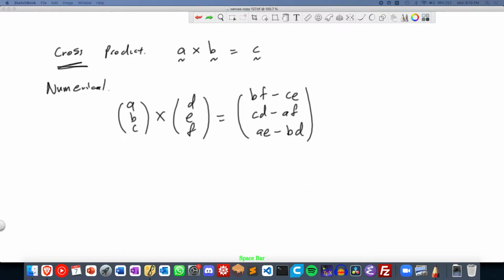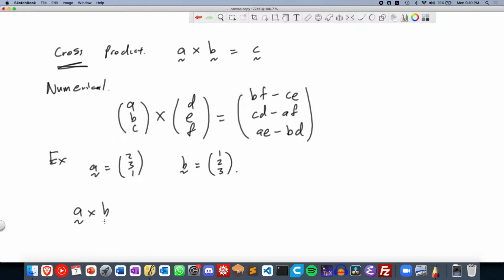So let's go through an example. It's good to go through examples. For example, we have A equals 2, 3, 1, and B equals 1, 2, 3. Then A cross B equals 3 times 3 minus 2 times 1, that equals 9 minus 2, that's 7.